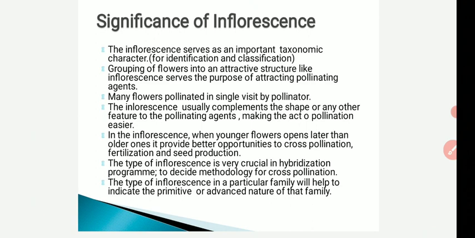Next, the type of inflorescence is very crucial in a hybridization program. It describes the methodology for cross pollination. The inflorescence or flower is very important in breeding techniques, and the inflorescence or floral characters are considered to choose the method for cross pollination for the hybridization program. And lastly, the types of inflorescence in a particular family help to indicate the primitive and advanced nature of that family. That is, depending on the type of inflorescence, we can understand whether the inflorescence is primitive type or advanced type.